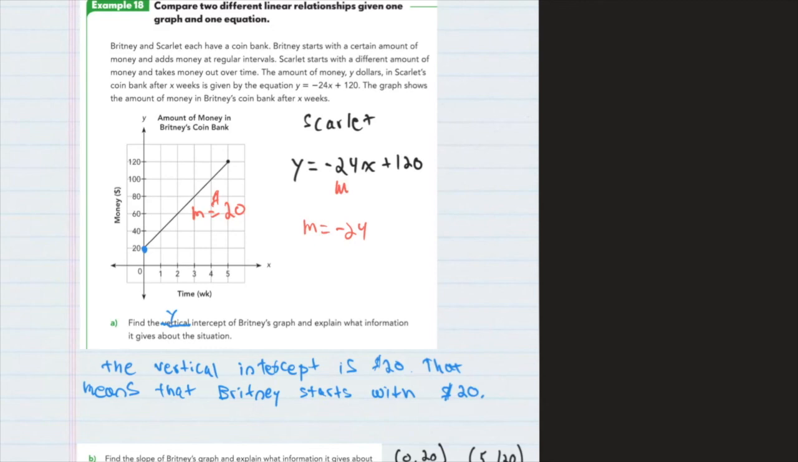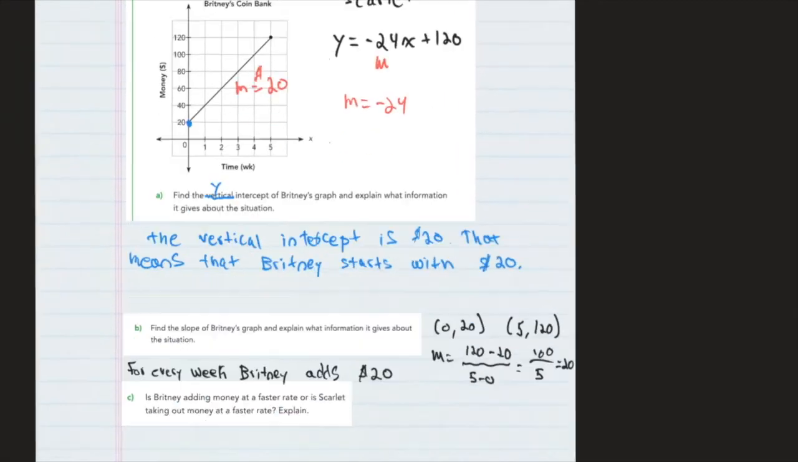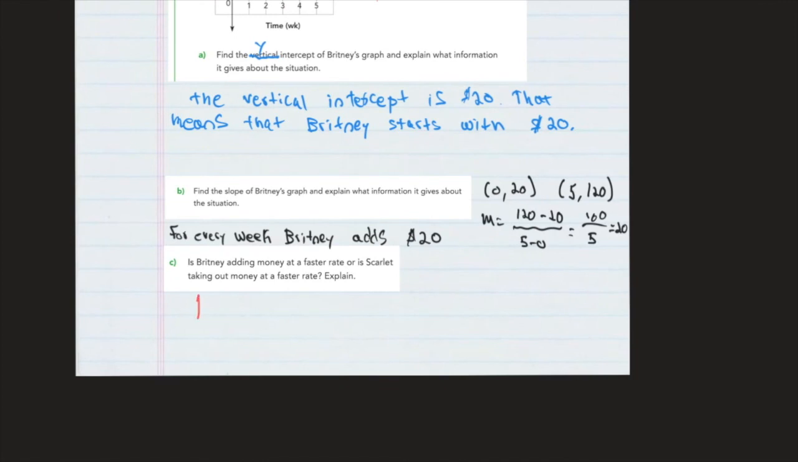What they're asking for is which one is faster, not whether it's going up or down, but which one is faster. In this case, because you kind of think of absolute value here, and let's go back to the problem. Since the absolute value of negative 24 is greater than the absolute value of 20, that means that Scarlett is taking out money at a faster rate.